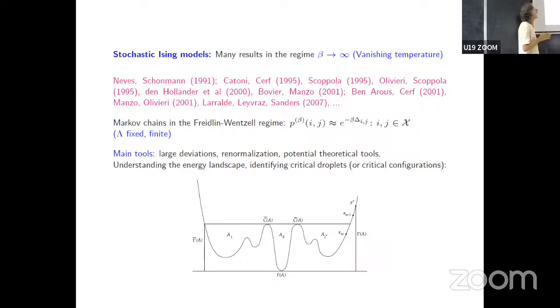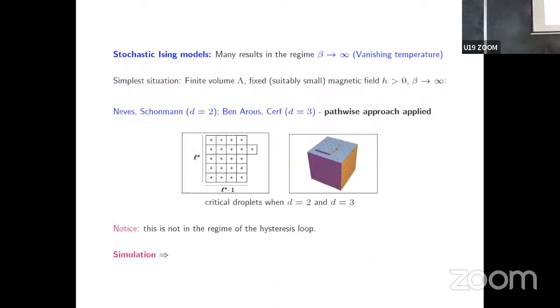So there is this so-called Freidlin-Wentzell regime. These are an ingredient in the proof in the book of Freidlin and Wentzell, for instance. In order to study the small random perturbation of a continuous system, they need to study chains of this kind. So there are many tools like large deviations, renormalization, potential theoretical tools, and you need to understand how is this energy landscape and try to find the best of what you can do. So there is a lot of that.